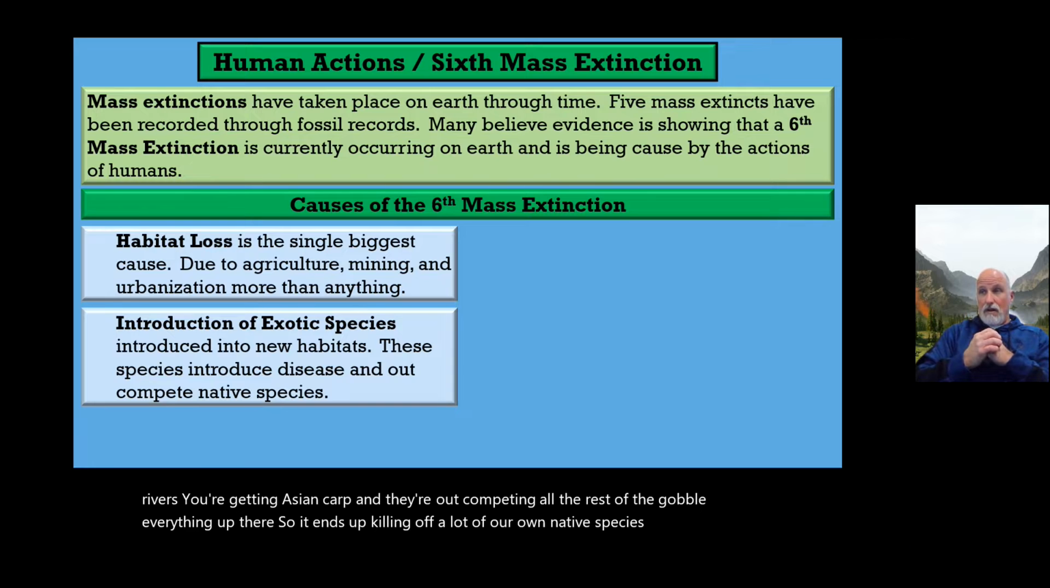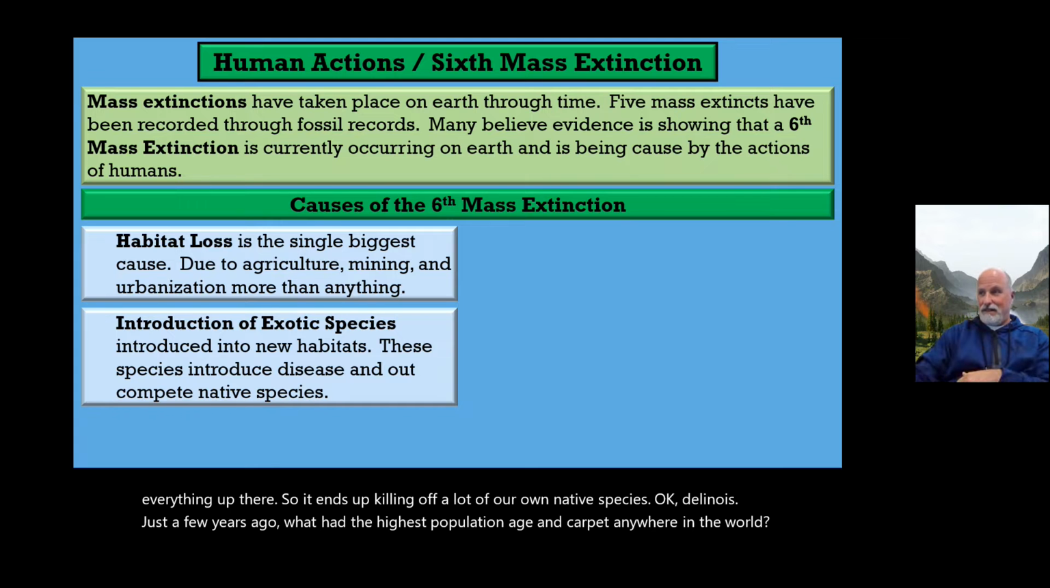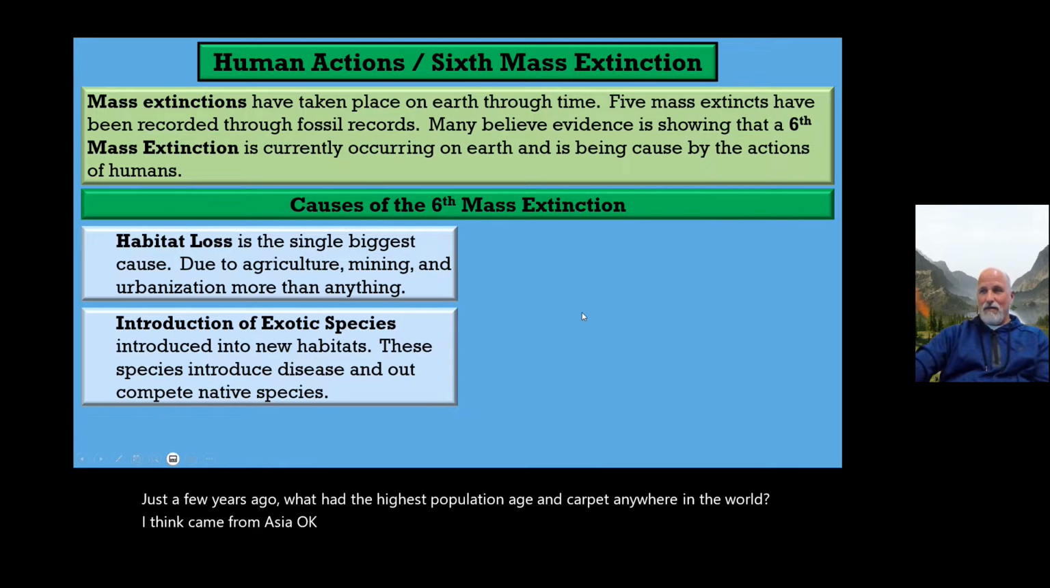Okay, the Illinois River just a few years ago had the highest population of Asian carp of anywhere in the world, and they came from Asia. Okay, so there's more Asian carp in the Illinois River than in a river in China, which is wild. There's quite a few in the Wabash River.